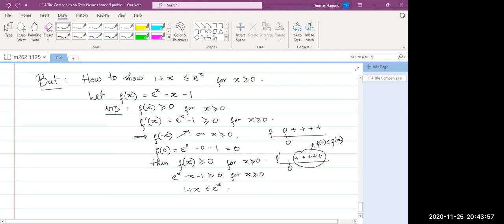Notice that I do this proof without graphing. Okay, I do this proof without graphing. Now, the thing is, do you notice that this proof actually also works even if I change the 1, as long as I can change that x?